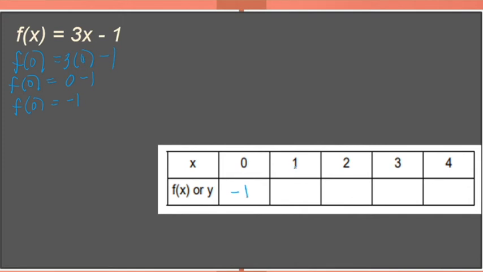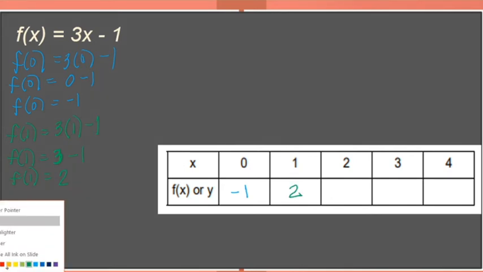Next is, doon naman tayo sa 1. Para makita nyo. Okay, f of 1 naman tayo: 3 times 1 minus 1. So, f of 1 is equals to 3 times 1, which is 3, minus 1. So, f of 1 is equals to 2. Lagay mo dito 2.